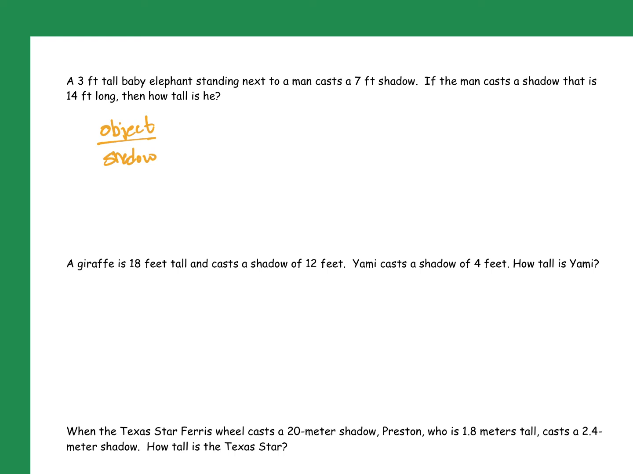Okay. So a 3 foot tall baby elephant is standing next to a man. The elephant casts a 7 foot shadow, so 3 over 7. And if the man casts a shadow that is 14 feet long, how tall is the man? Yes, X equals 6 feet tall. And how did I figure that one out?